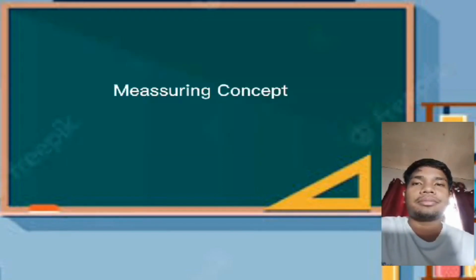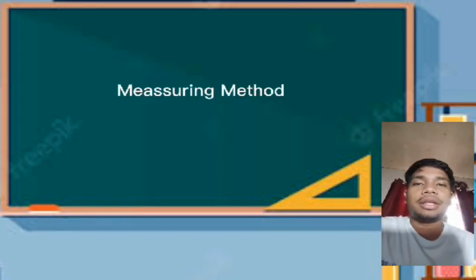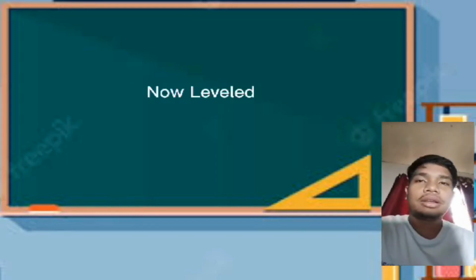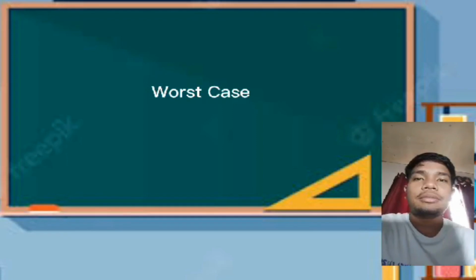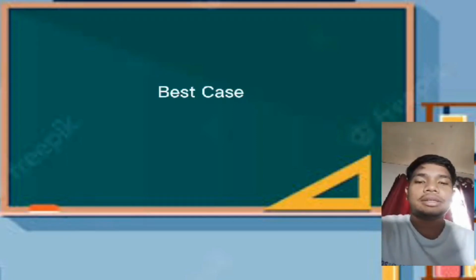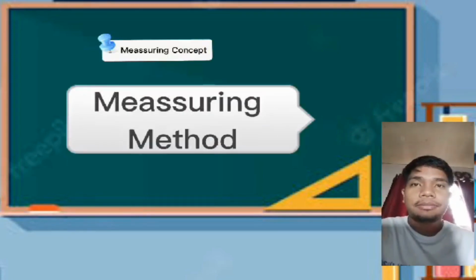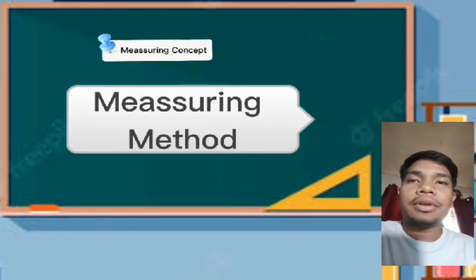The items are: attribute, measuring concept, measuring method, now level, worst case, planned level, and best case. Measuring concept: undo an erroneous programming sequence.